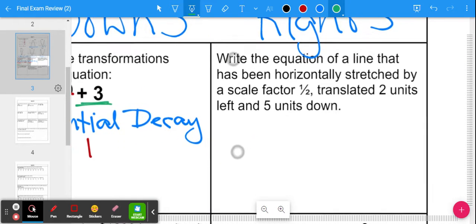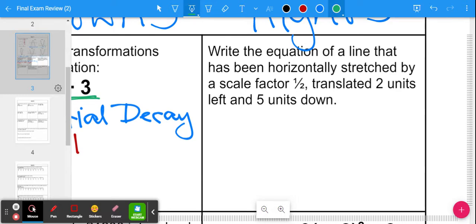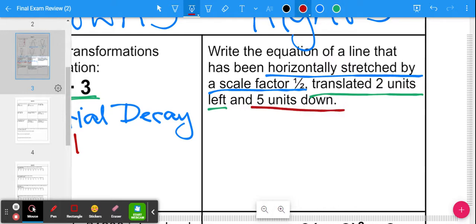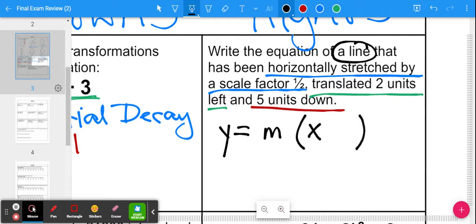The next one says, write the equation of a line that has been horizontally stretched by a scale factor 1/2, translated 2 units left and 5 units down. I'm going to underline that. Because this is a line, it's going to be in that y equals mx plus b format. So I'm going to write it out and then change it accordingly. So y equals m, with x in the parentheses because there is a horizontal shift, plus b.